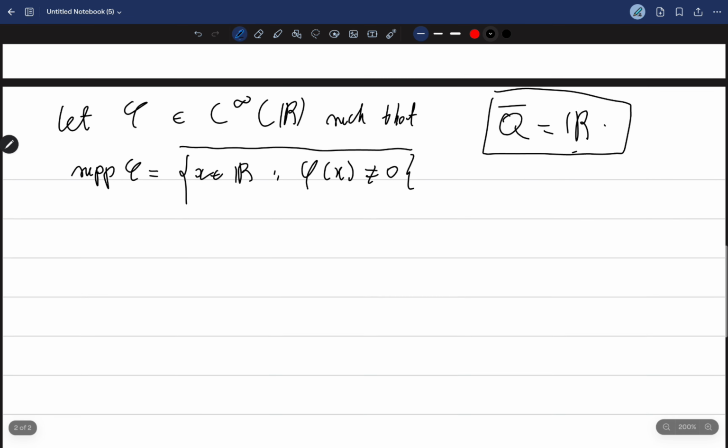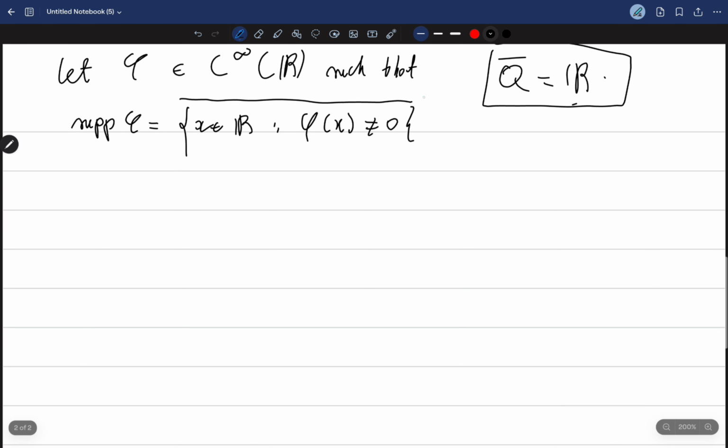So this is the explanation of this. You include all of the limit points. So now to generalize the derivative, we know such that the support of phi is compact in R.